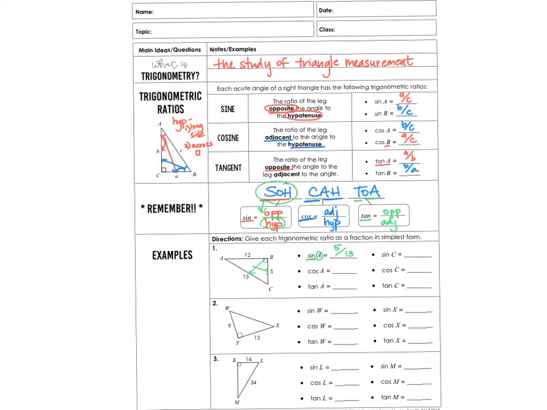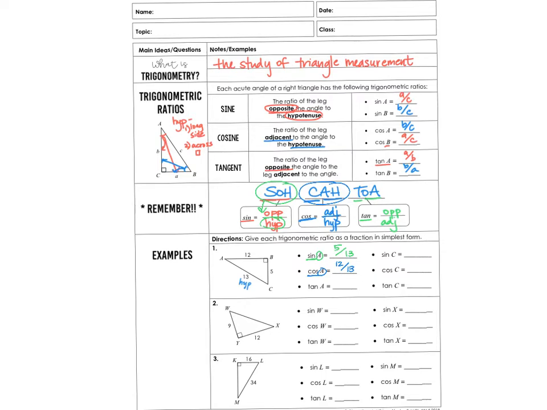So let's look at the cosine of A. Let's use a different color. Let's just erase these. So for the cosine, we're looking at angle A again, adjacent over hypotenuse. So adjacent, that's the side beside it, so 12 over the hypotenuse, which is 13. Remember, this is always going to be the hypotenuse. Adjacent and opposite change based on which angle we're looking at.